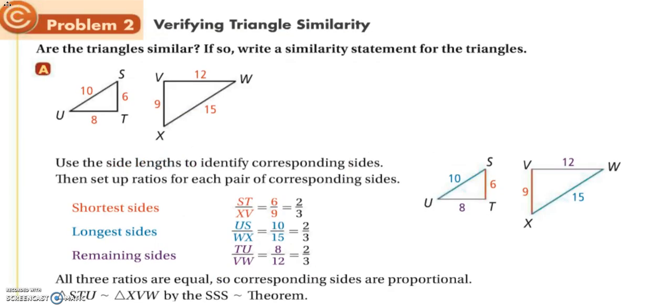Okay, so let's verify this. Let's say I was given two triangles here, UST and VXW, and I want to figure out if they're similar. You don't have any angles that are congruent to each other, so you figure out, well, how do I know which sides correspond to one another? The trick is that the shortest sides will always be proportional to each other. So 6 and 9 are my shortest sides, so that's how I find my scale factor. The longest sides will always be proportional to each other, and then obviously the remaining sides will be proportional to one another. So in this problem, you see they all come out to a scale factor of 2 to 3. So these triangles would be similar to one another.